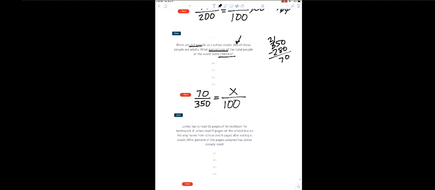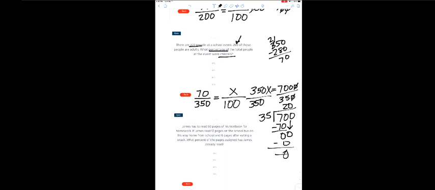So I'm going to do 350 times x is 350x. 70 times 100 is 7,000. I'm going to divide by 350. I'm going to eliminate one zero because that's what they have in common. And then I'm going to divide. So 35 goes into 70 exactly 2 times. 35 times 2 is 70. I have to bring down the other zero. So 35 goes into 0 times. There's nothing else to bring down, so I'm done. So the answer is x equals 20%.